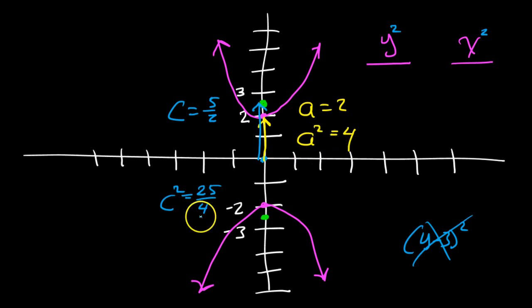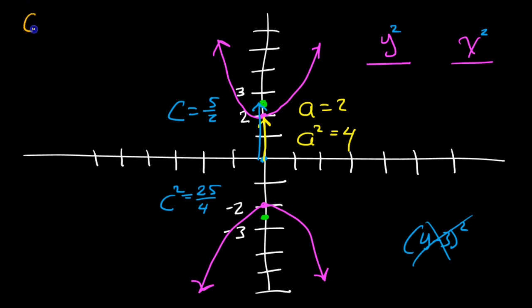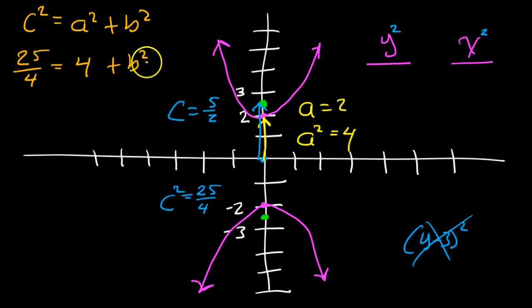So I have a squared and I have c squared. What I really want is b squared, so I have this denominator right here. So what I'm going to have to do is remember that c squared is equal to a squared plus b squared. So c squared, that's 25 fourths. So 25 fourths is equal to 4 plus b squared. So now I just need to subtract 4 from both sides. So now I've got 25 fourths minus 4 over 1. And that's equal to b squared.